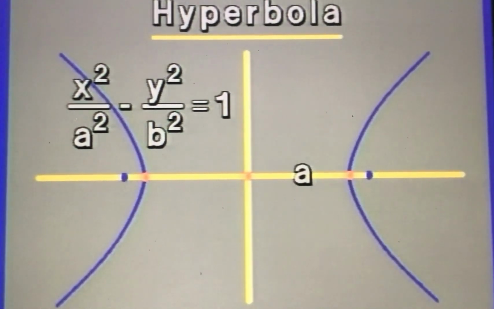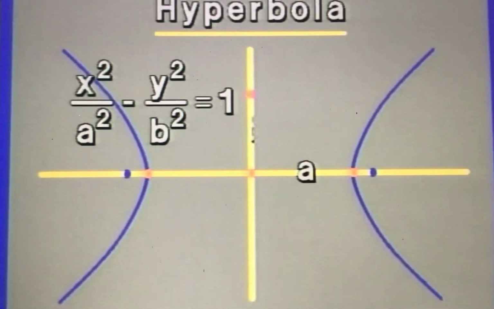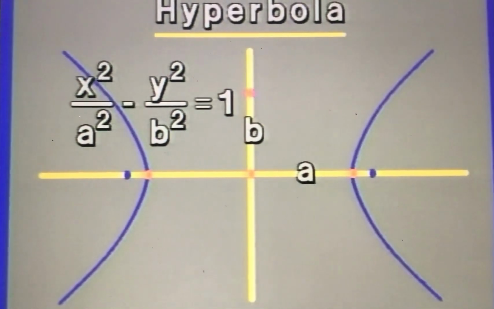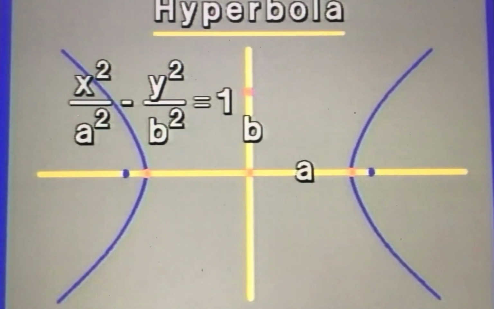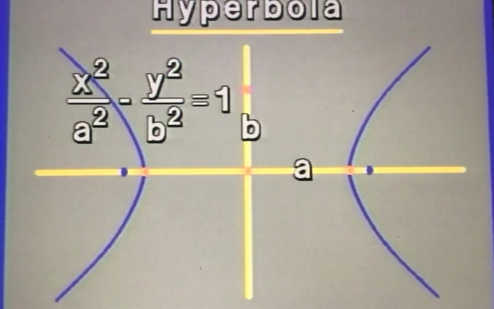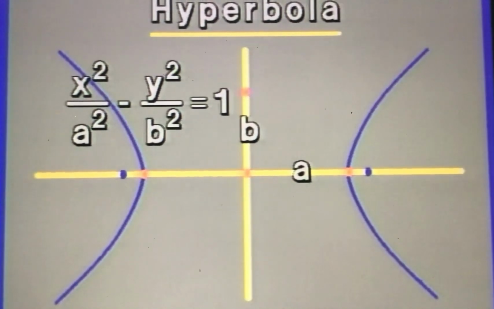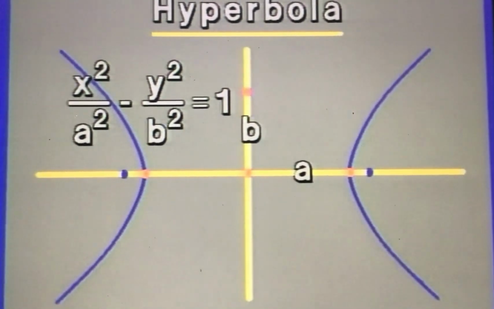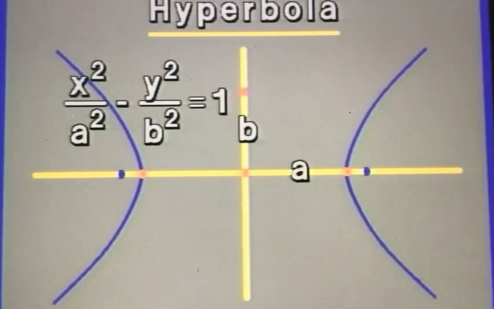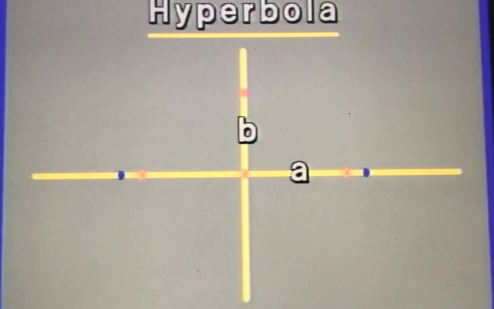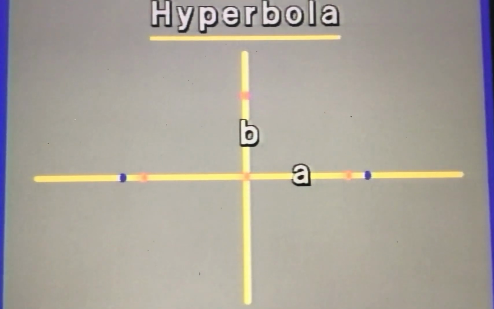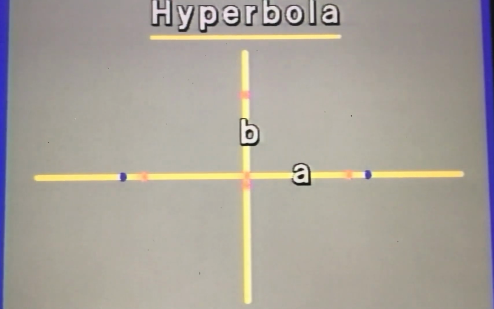And the B distance is a distance that's measured perpendicular to the A distance. Remember, with the ellipse, the B distance was along the minor axis, which was perpendicular to the major axis. And here, the B distance is perpendicular to the transverse axis. Well, let's get an idea of how the graph emerges from these A and B distances. First of all, we would want to measure the distance B on the other side of the center.